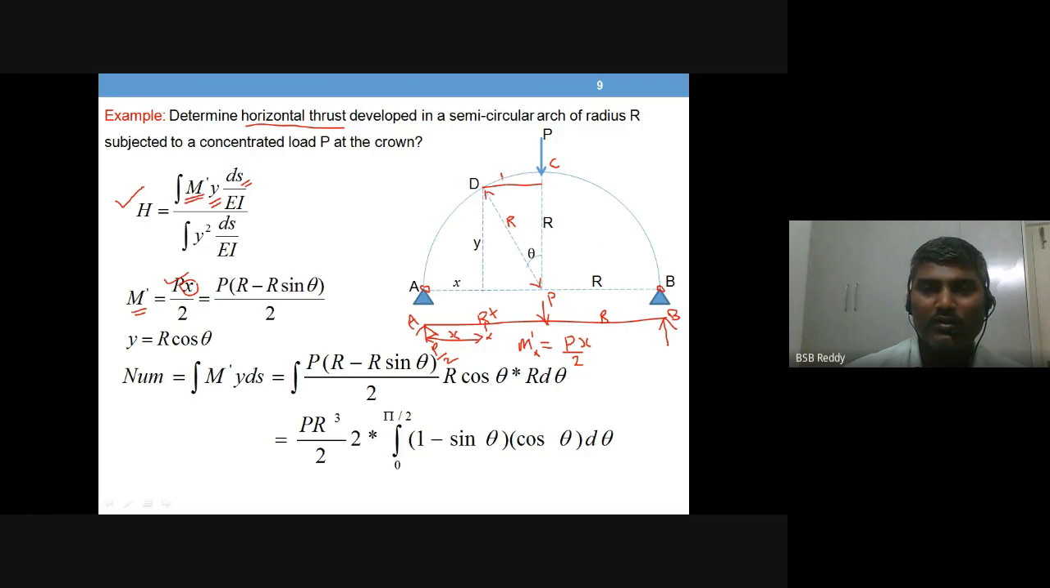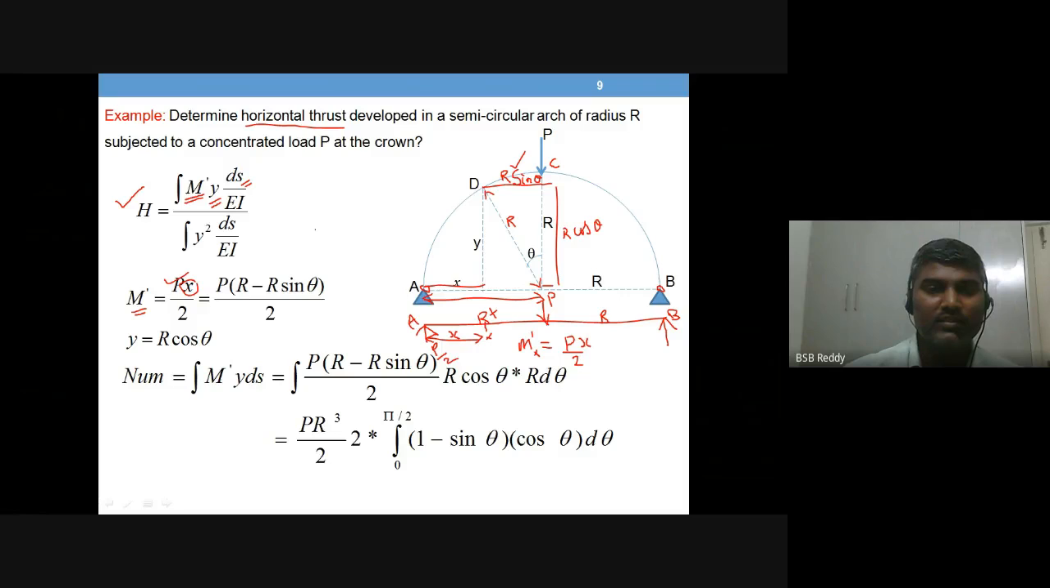So r sine theta is the opposite component. The adjacent component is r cos theta. Now what is the x value? This is the x value. The total value from here to here is the radius r. So r minus r sine theta will give you the x value.